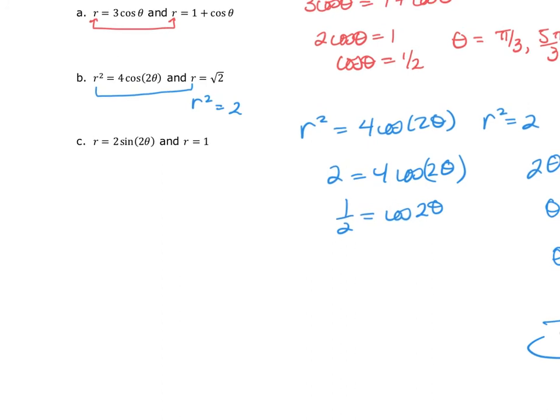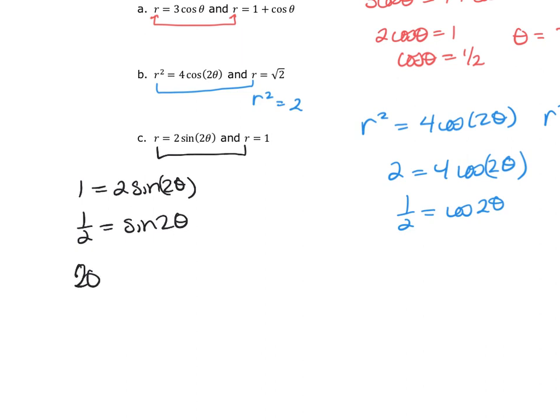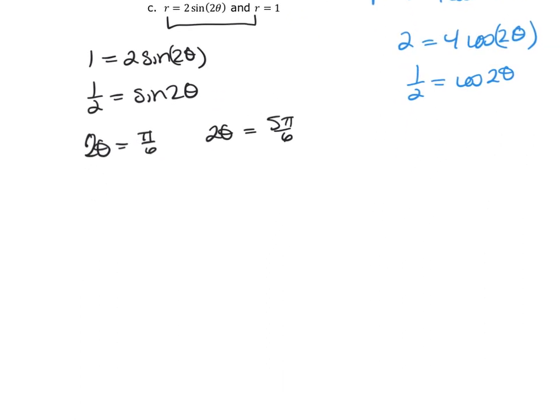Let's take a look at our last one here, and we have r is equal to r, so I'm going to set these equal to each other. So 1 is equal to 2 sine of 2 theta. So 1/2 is equal to the sine of 2 theta. So I look on my unit circle to see where the sine is equal to 1/2. That happens when 2 theta, because that's my angle, not just theta, is equal to pi over 6, and when 2 theta is equal to 5 pi over 6, plus 2 pi k, because my angle is not singular.